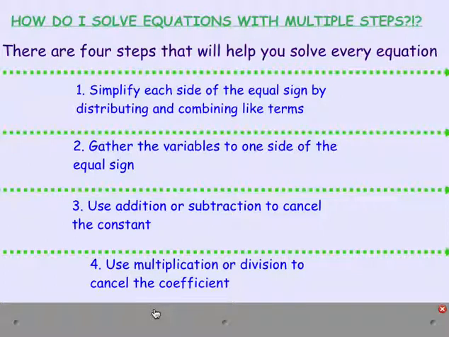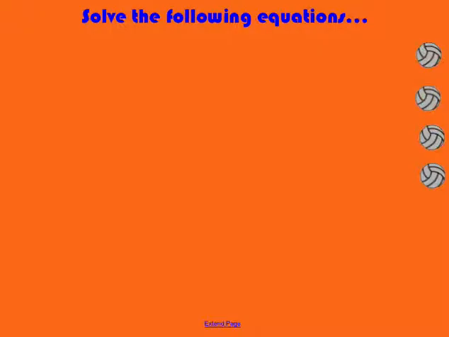Now the coefficient is what's being multiplied next to the letter. So you're going to go ahead and use multiplication or usually division to cancel out that coefficient. So we're going to go ahead and solve some equations here. So let's take a look at number 1.